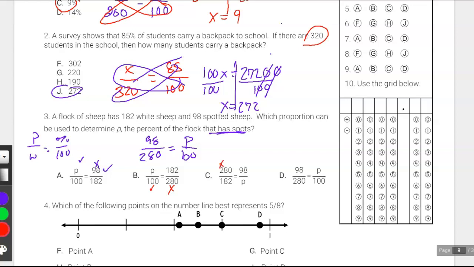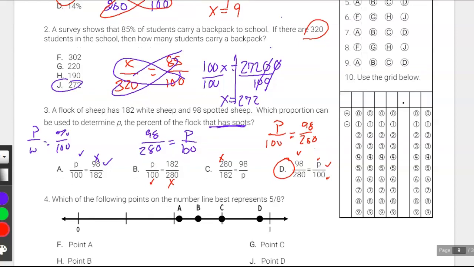So that's wrong. D says 98 to 280, which is what we have. Percent to 100, which is what we have. 98 to percent, yes. And 280 to 100. D is your answer. It will not always look exactly like this. It could be flipped around. It could have also been P over 100 equals 98 over 280. There are a number of ways that this could have been written where it would have been correct. It would have lined up correctly. Let's move on.